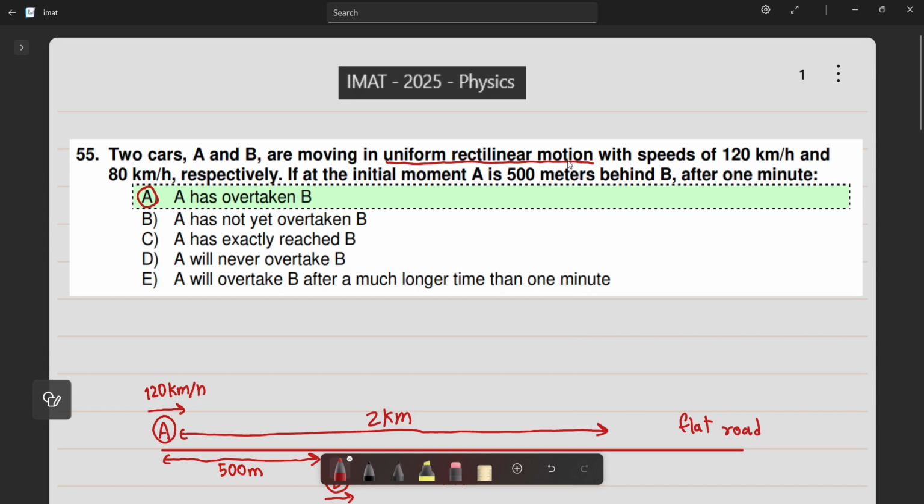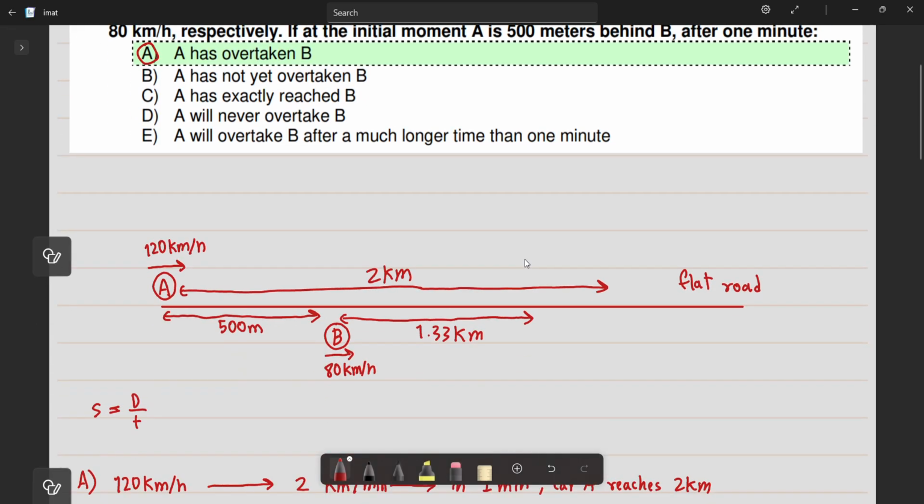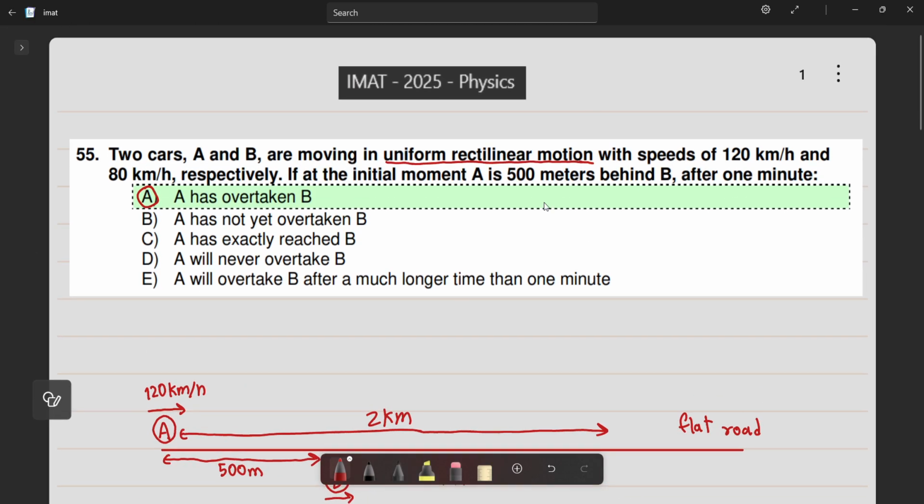There are many types of motion we can count. There's wave motion, there's also circular motion and many other types of motion. But for this question, it's specifically mentioned rectilinear motion. So we have to assume that both of the cars are moving in a straight line. Okay, so there's no bending or rotation or whatsoever. Okay, so that's it about this question.